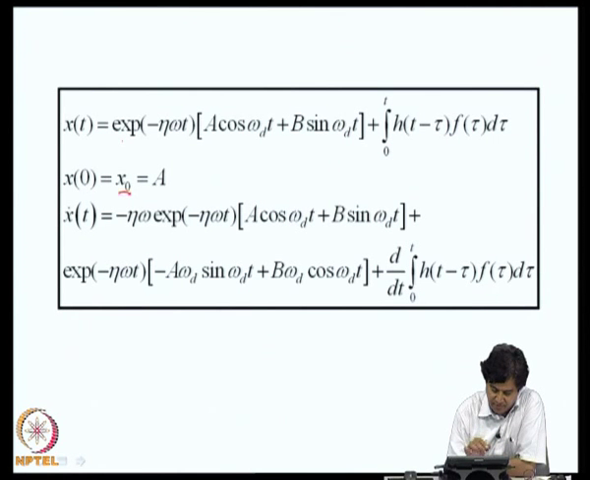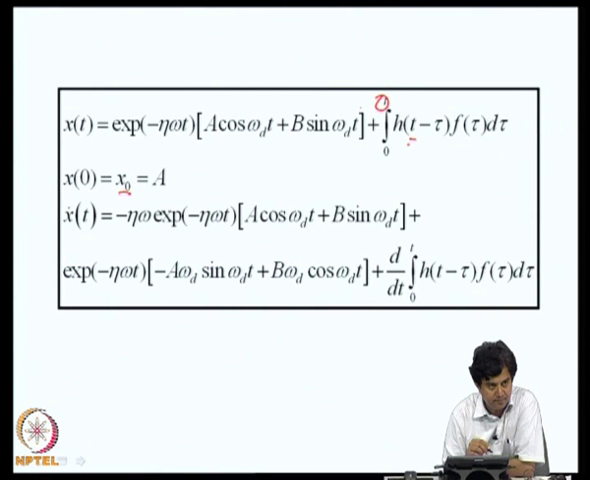There is a slight problem here, though you can differentiate this with respect to t easily. First you differentiate this, keep the terms inside the bracket as they are, then exponential eta omega t as it is, and the differentiation of this. The first two terms are straightforward. But here the difficulty is that the time t appears not only in the integrand but also as a limit.